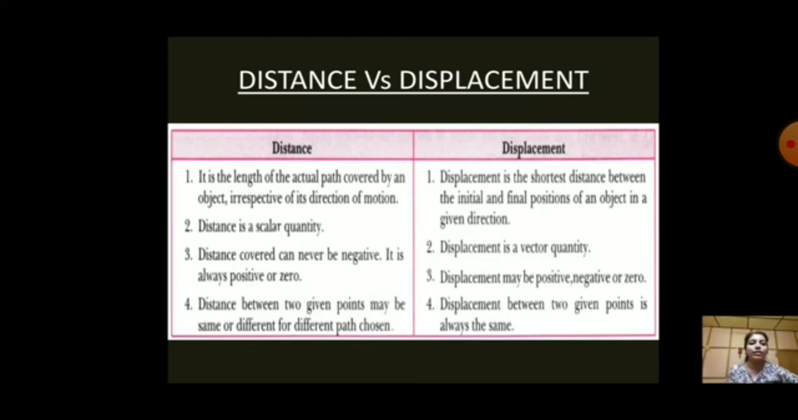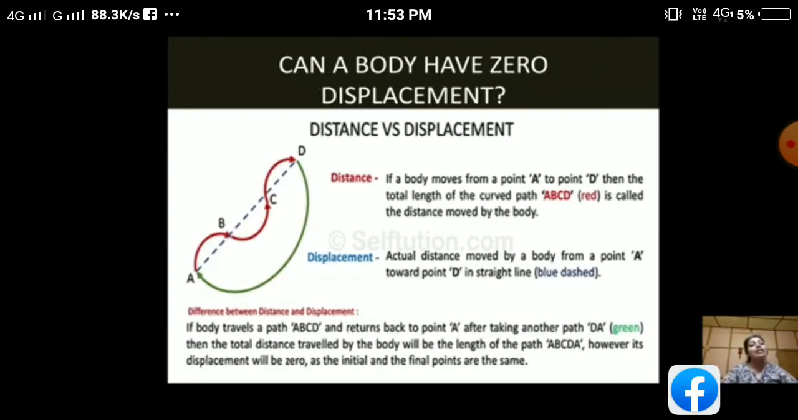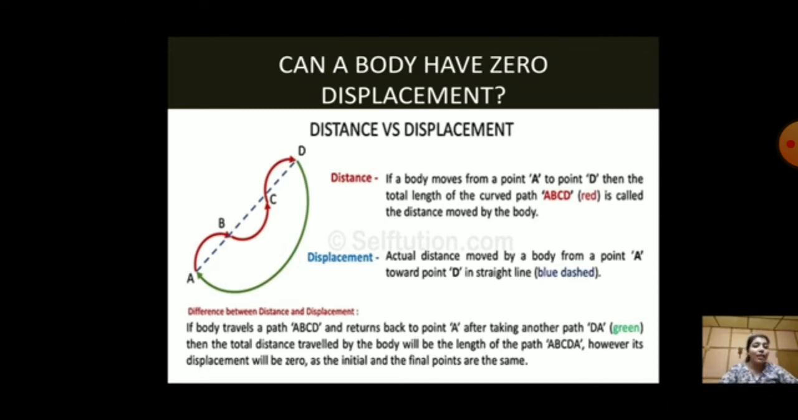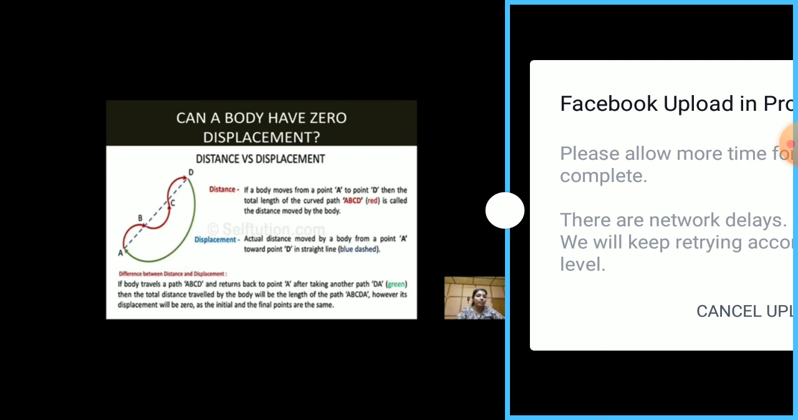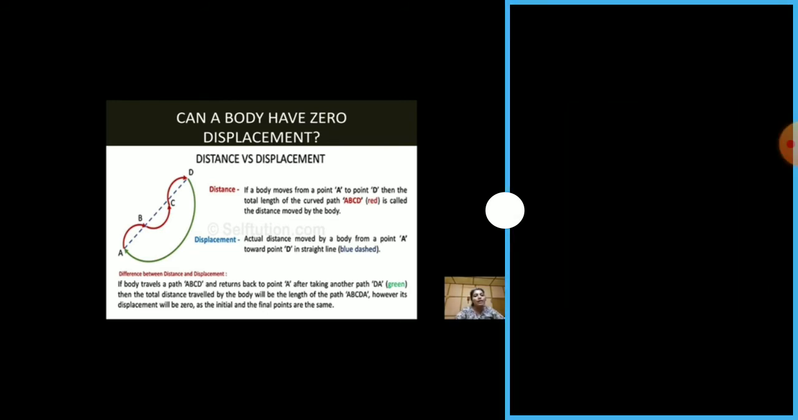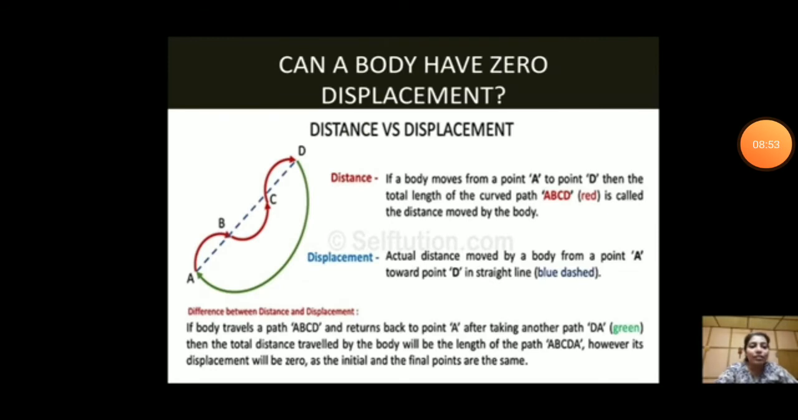This is an example stating how the displacement can be 0. Can a body have 0 displacement? Yes, a body can have 0 displacement. Let us discover how. Suppose a body is traveling from A to B, B to C, C to D, and suppose the body is again returning from D to A.